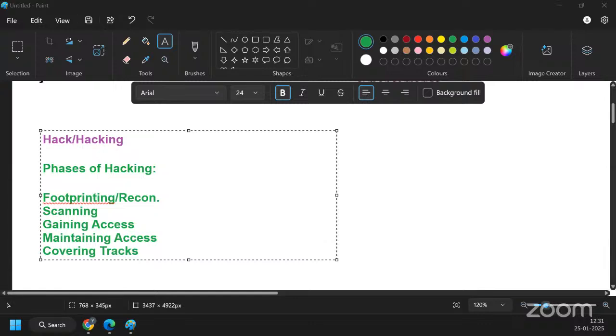When we talk about scanning, the attackers will be trying to find out information regarding our system, regarding the ports we have. So when we talk about ports, any guess, any idea what a port is, or what the ports are in our system?